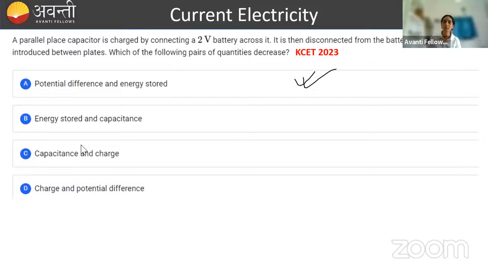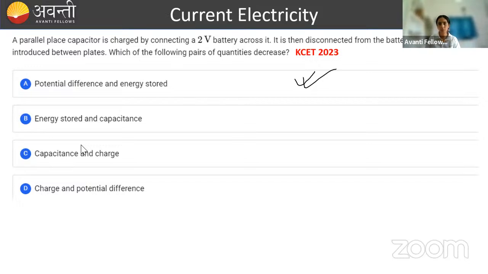This question is also in your NCERT. एनसीईआरटी का कैपेसिटर का, यानी कि इलेक्ट्रोस्टैटिक पोटेंशियल का जो चैप्टर है, go to that chapter, you will get this question. This is not correct. You need to recheck.